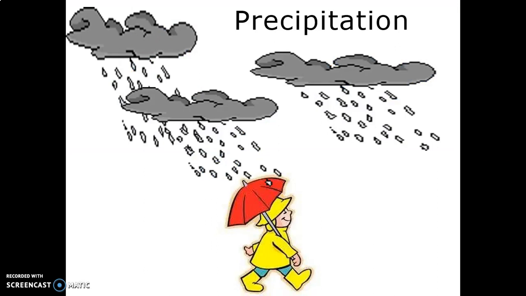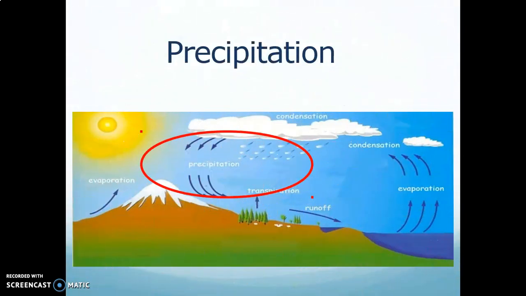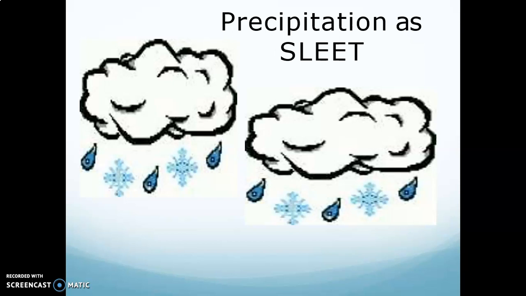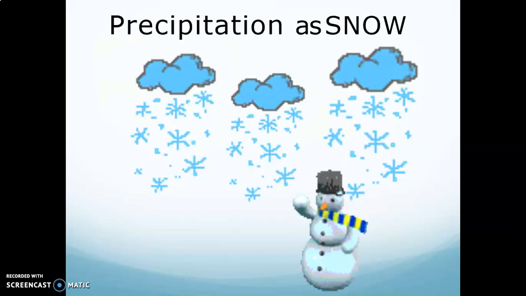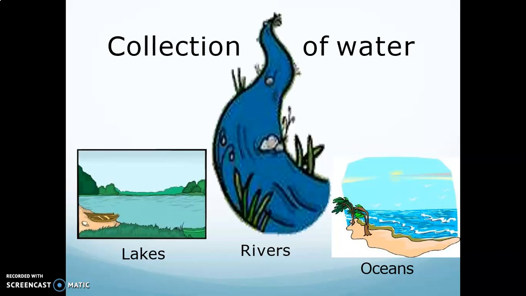Now, when the water drops in the clouds become too heavy for the cloud to bear them or hold them, then the water will fall from the clouds, and we call it precipitation. Precipitation, or water that falls from the clouds, can be rain or hail or sleet or snow.